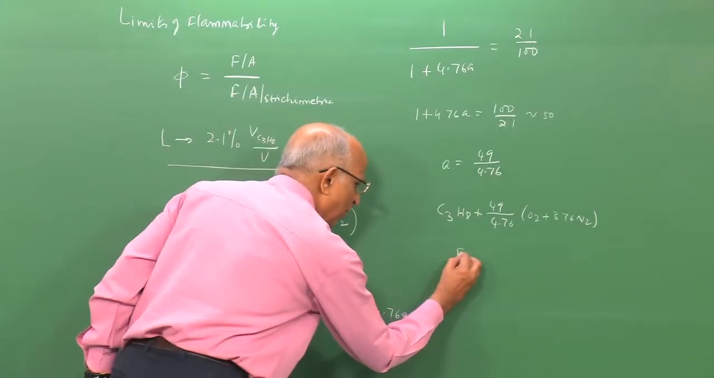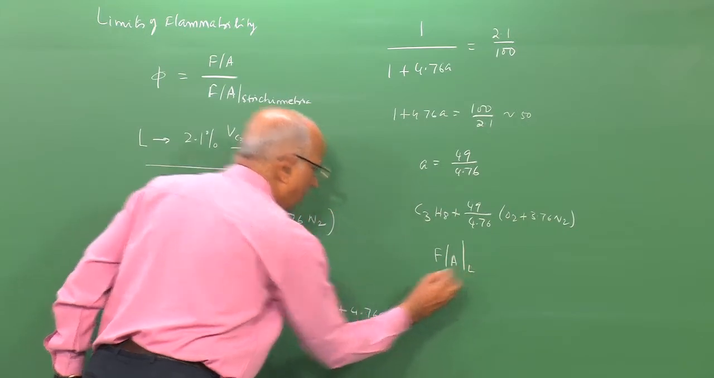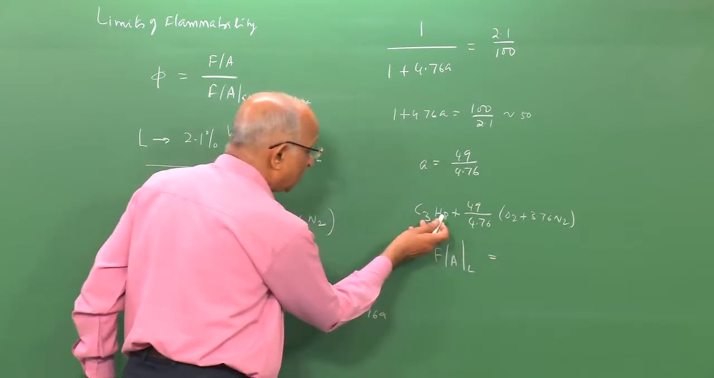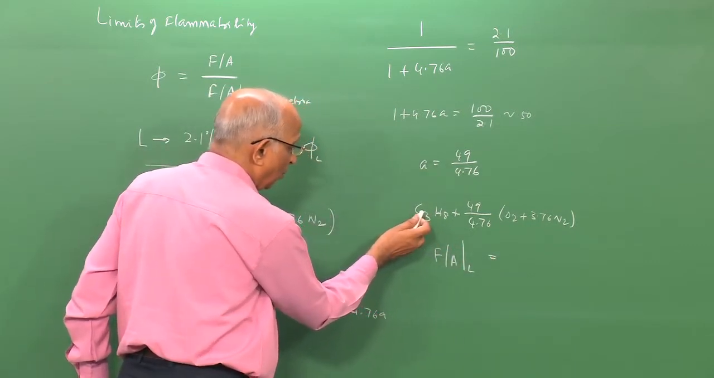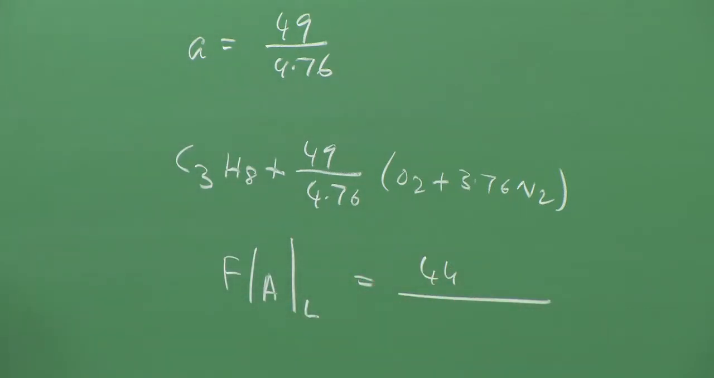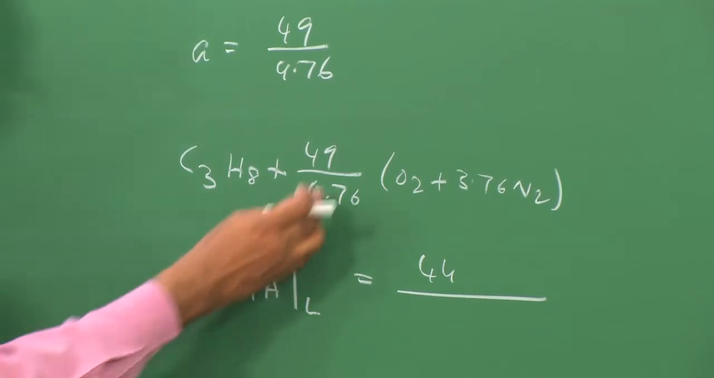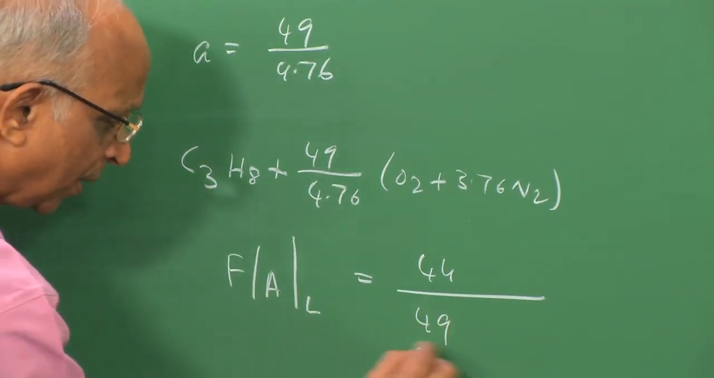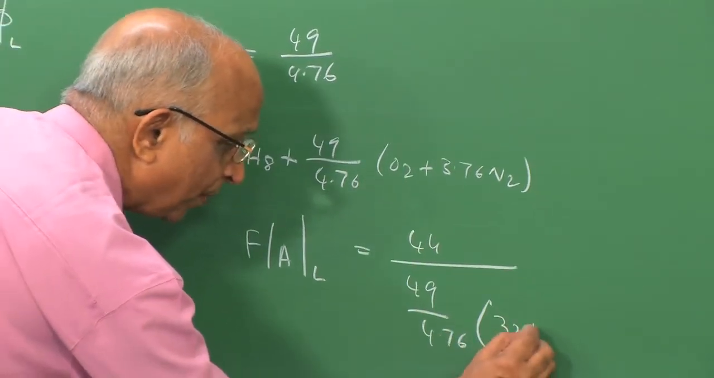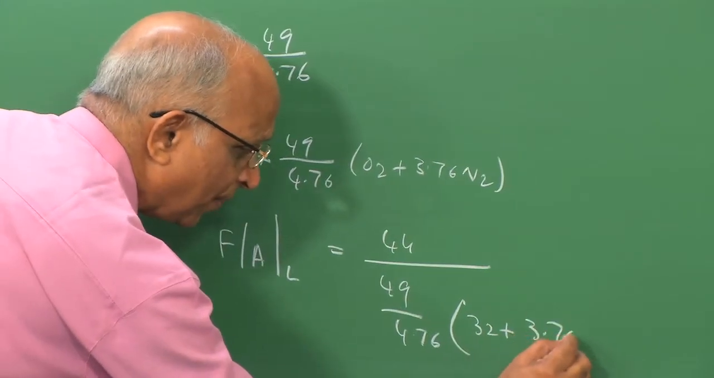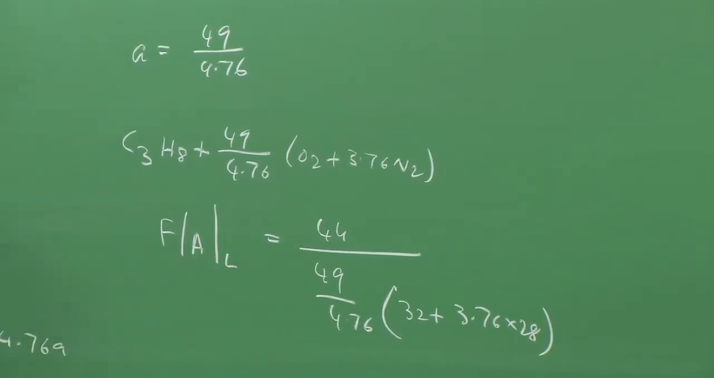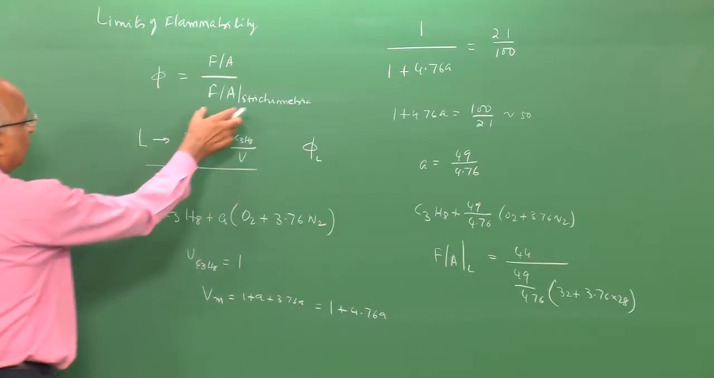Therefore, what is the value of fuel by air at the lean limit of the mixture, the actual value? The molecular mass of 1 mole of propane is 12 times 3, which is 36, plus 8, which is 44 grams. The air associated with it is 49 divided by 4.76 into 16 twos are 32 grams plus 3.76 into 28. This is the fuel-air ratio at the lean limit.